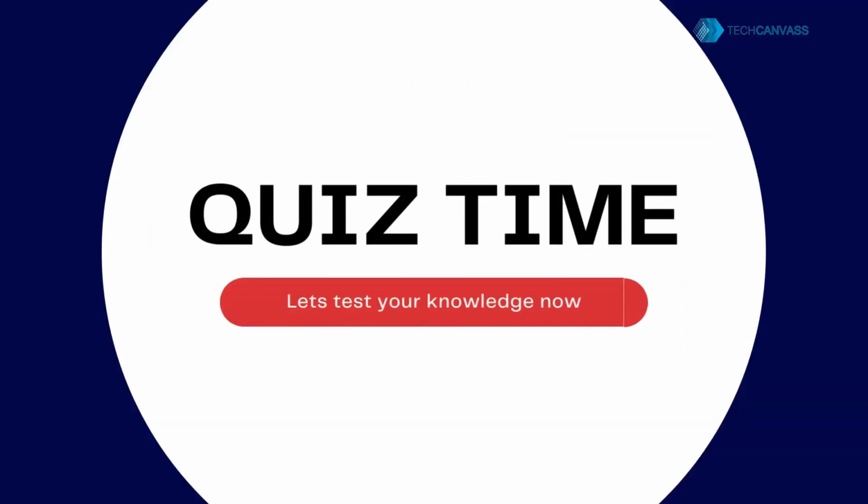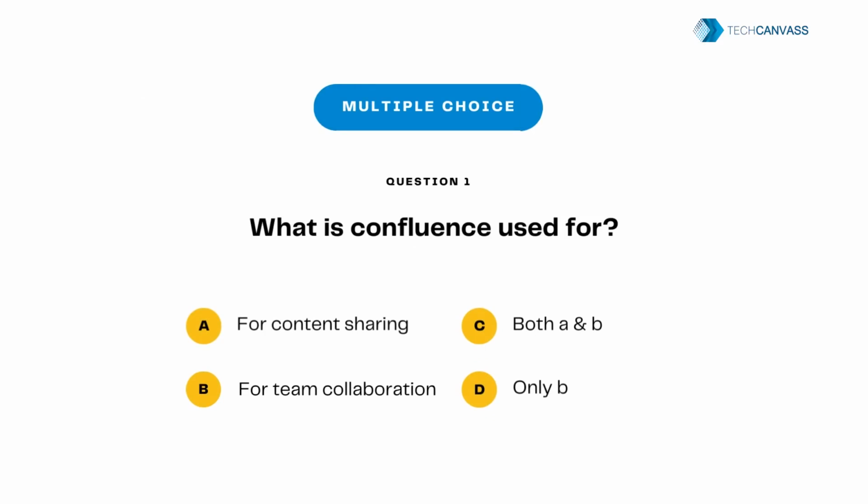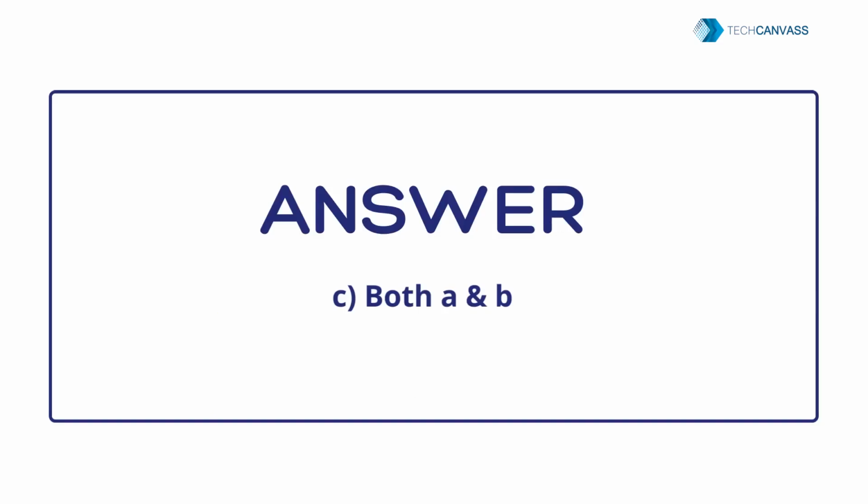Okay, it's time for quiz now. So let me test your knowledge. You'll get 5 seconds to answer this question. What is Confluence used for? And the answer is C, both A and B, for content sharing and for team collaboration.